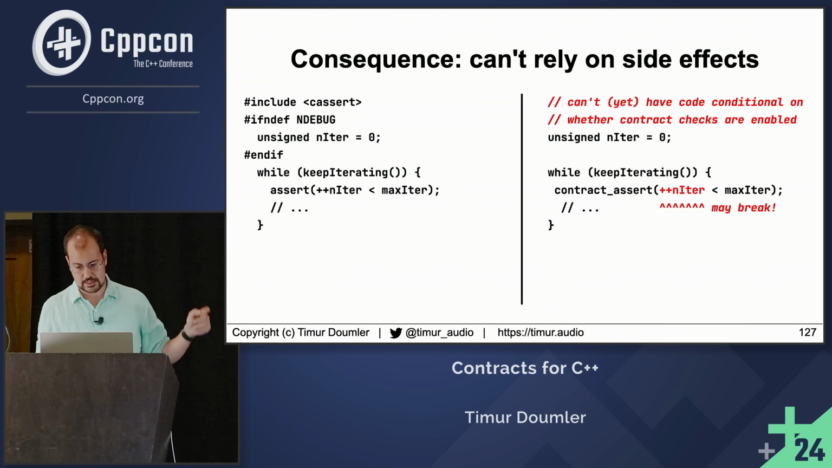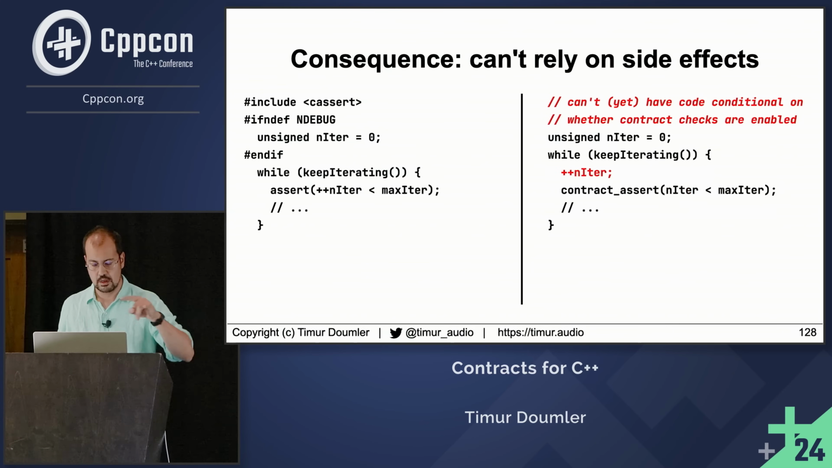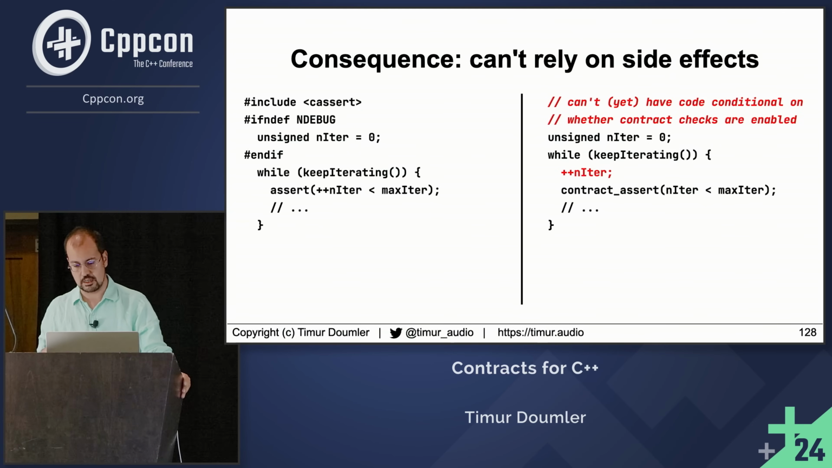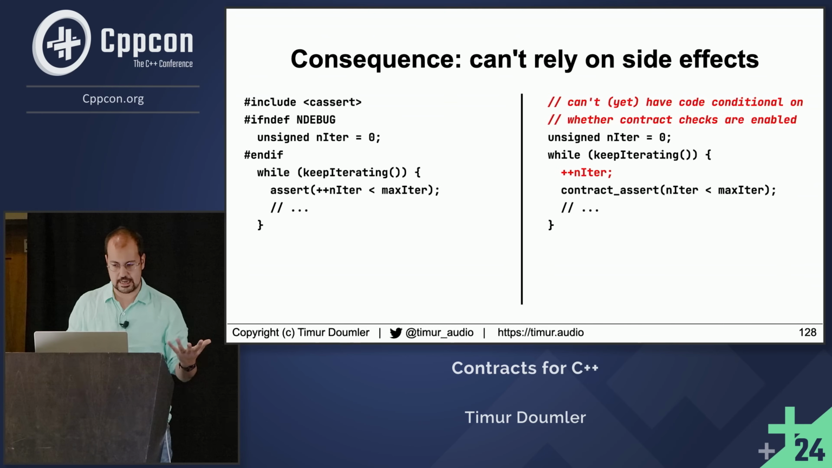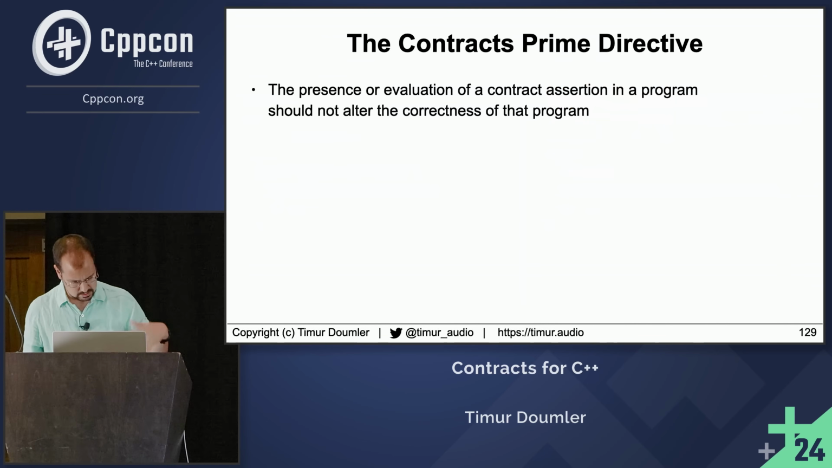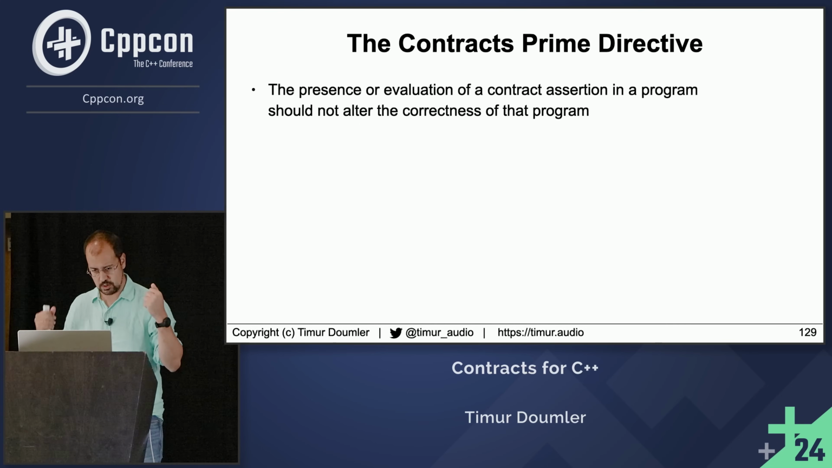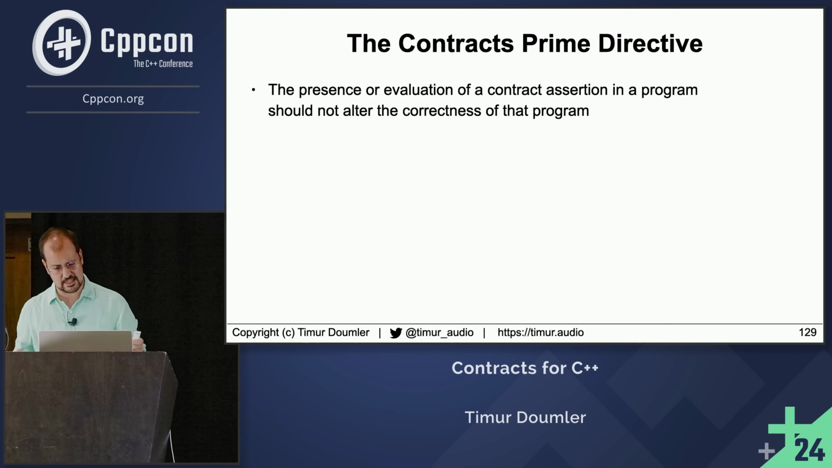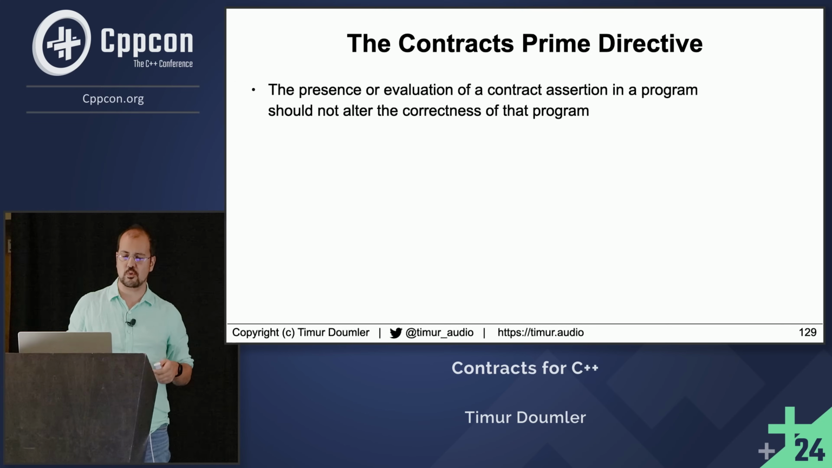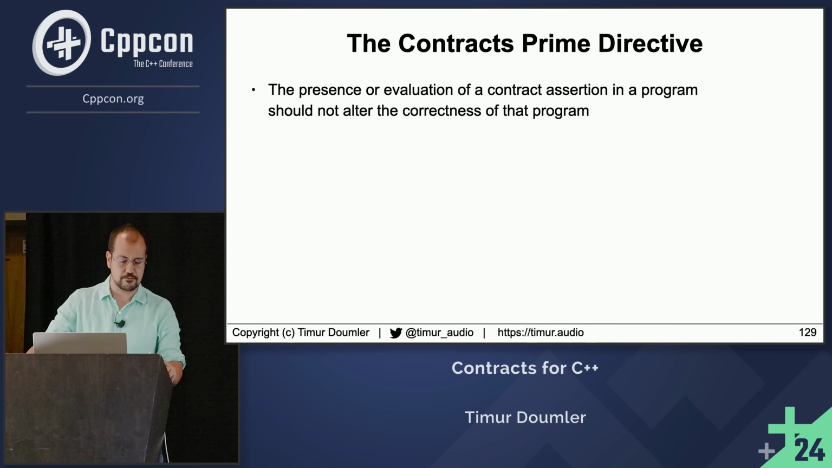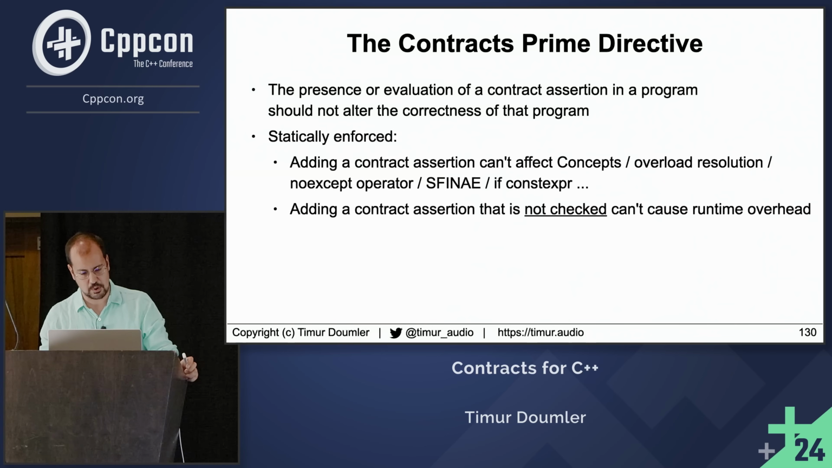So what you have to do to fix this here is you have to move the modification out of the assertion. So the assertion can't actually change any state. It can only check state, right? This is one manifestation of our most important design principle that is behind this proposal, which we call the contract time directive, which is the presence or evaluation of a contract assertion in a program should not alter the correctness of the program. And we enforce this at compile time to the extent possible.